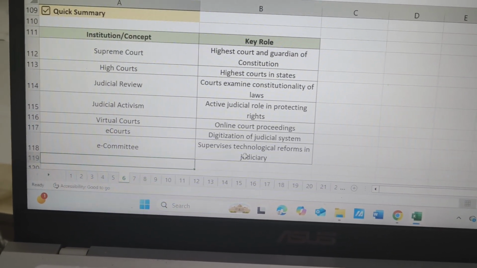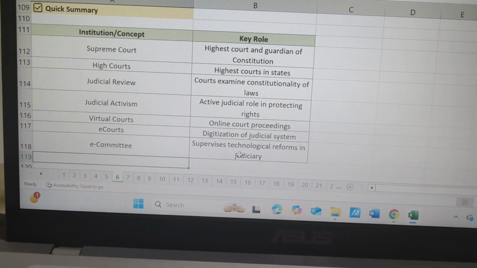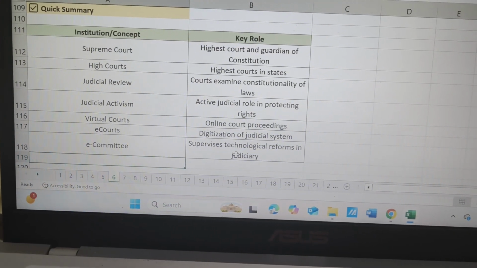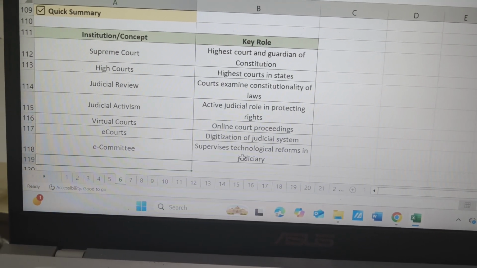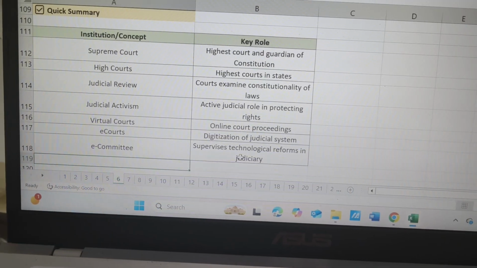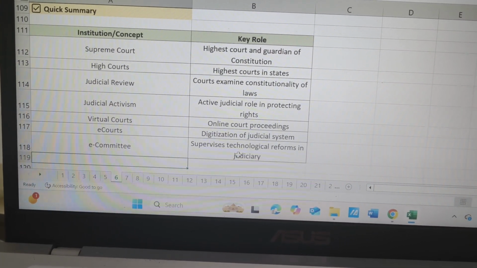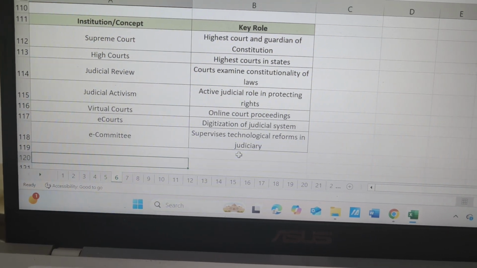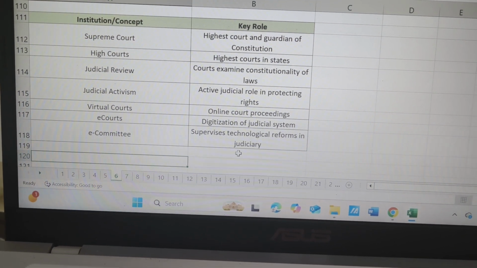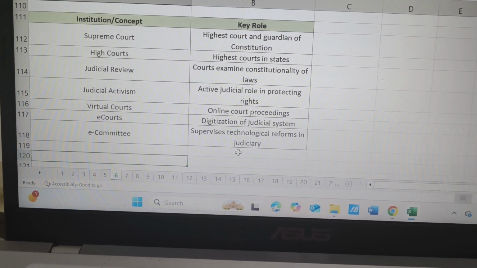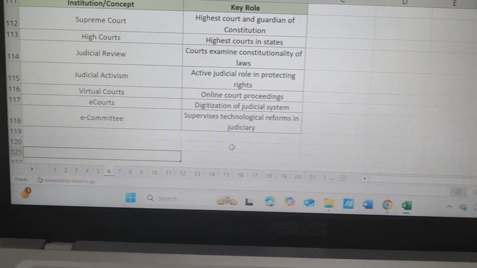Supreme Court is the highest court and guardian of Constitution. High courts, highest courts in states. Judicial review, courts examine constitutionality of laws. Judicial activism, active judicial role in protecting rights. Virtual courts, online court proceedings. E-courts, digitalization of judicial system. E-committee supervises technological reforms in judiciary.